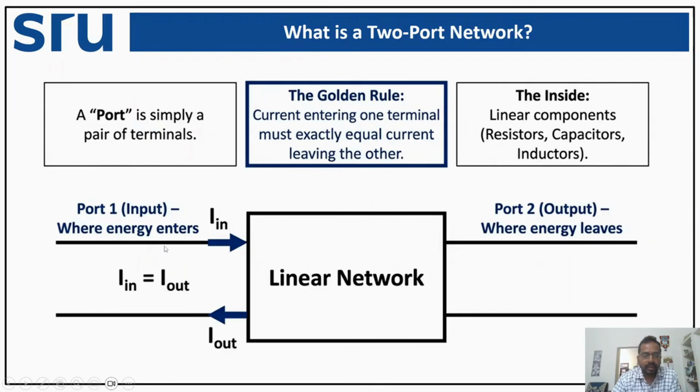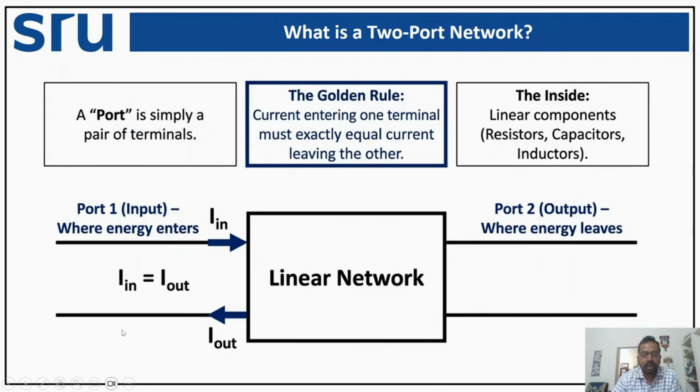As the current enters this network, since it is a closed path and the current comes out of it, a voltage is developed across these two terminals. So at every port, we define two quantities. The voltage across the two terminals represents the potential that drives the current. And the current flowing through the terminal represents the rate at which electrical charge moves into and out of the network.